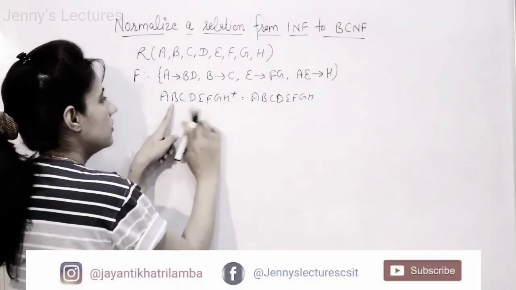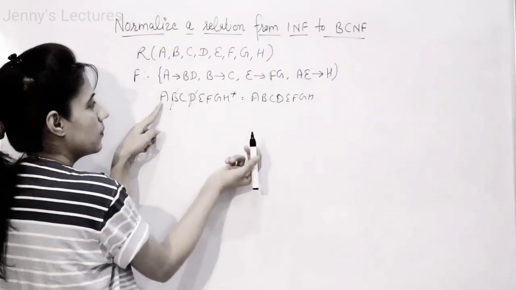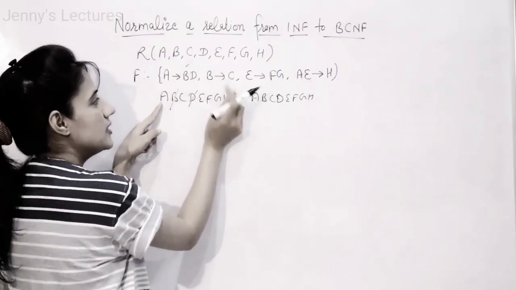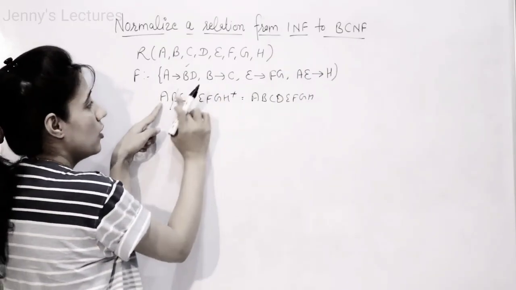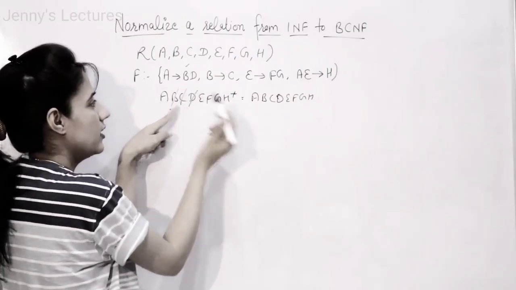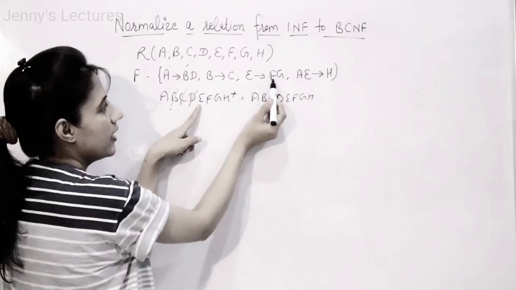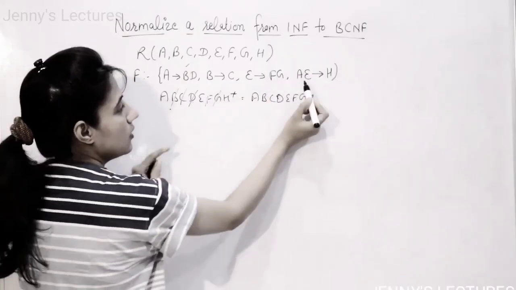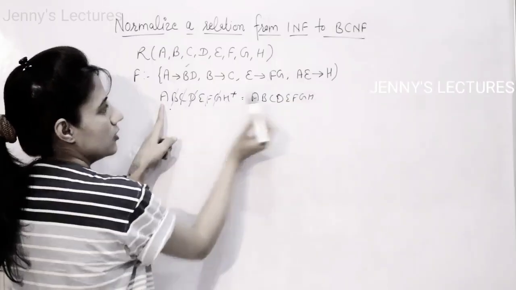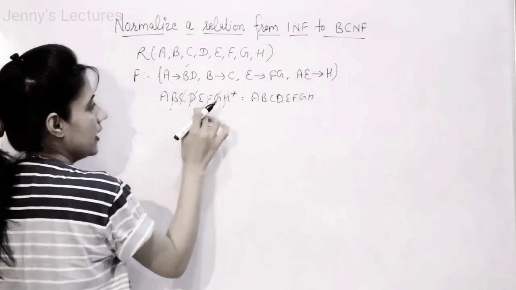Now try to discard attributes using the functional dependencies. A can derive BD, so if you have A, I can discard B and D. B can derive C, meaning if you have B, you can derive C. Now if you have A, I can derive B, and if I have B, then I can derive C, so I can discard C as well. Using E, I can derive F and G, so if you have E, you can discard F and G. Now if you have A and E, you can derive H, so you can discard H because I have A and E. So the remaining attributes are only A and E.